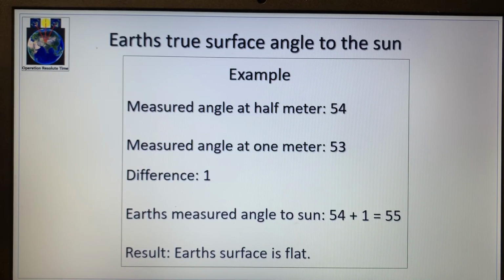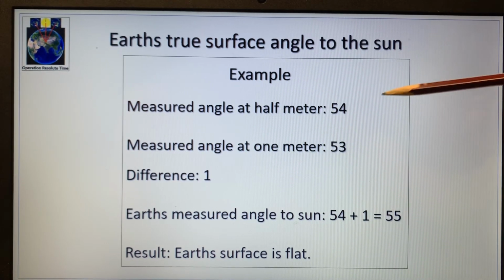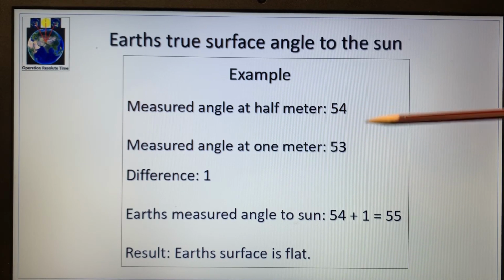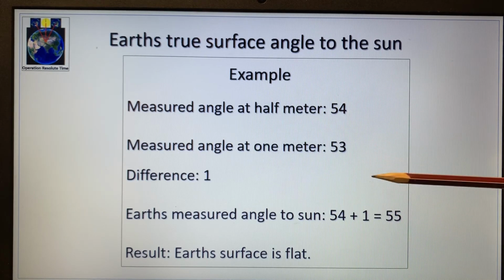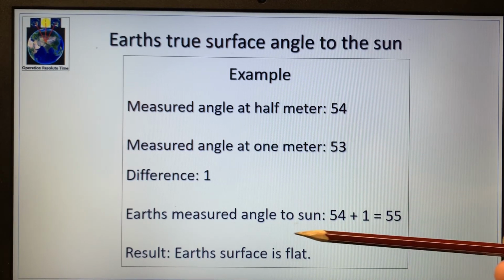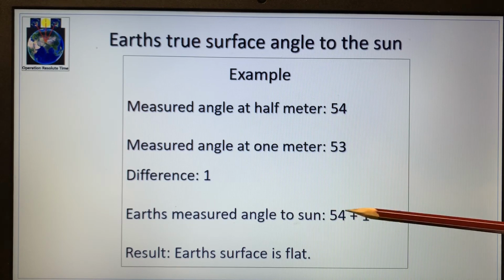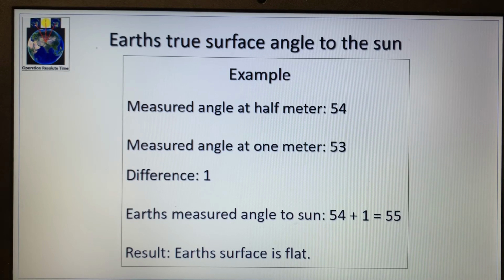And then finally, to get the true measurement of the sun angle from the surface of the Earth, right now we're taking measurements from 1/2 meter and 1 meter, and what we're finding out is that it's only a difference of 1 degree. So what we do is we take the measured 1/2 meter angle measurement and add 1, and that gives us our true reading of the sun angle from the Earth's surface. And as a result, the Earth's surface is flat.